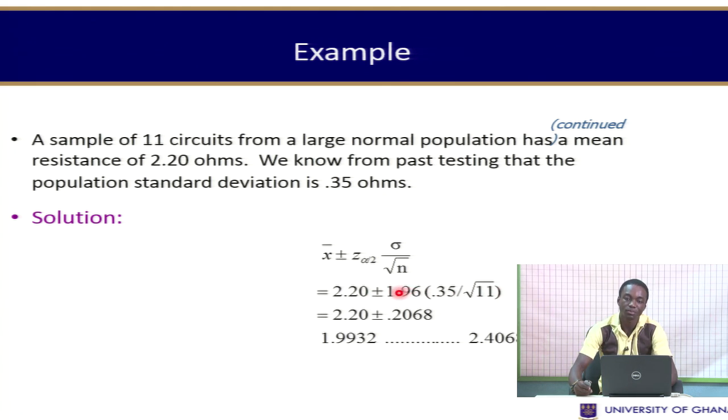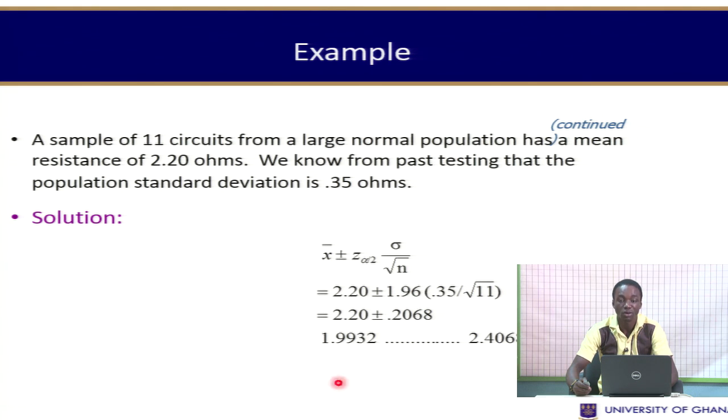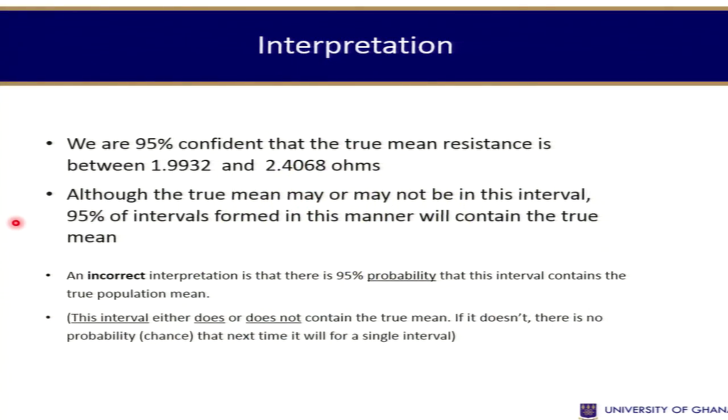Now our margin of error, which is the product of these values, gives us 0.2068, which means that our lower bound for the confidence interval is going to be 2.2 minus 0.2068, which will give us 1.9932. Then our upper bound for the confidence interval will be 2.20 plus 0.2068. That gives us 2.4068. And therefore, our 95% confidence interval for the resistance would be between 1.9932 and 2.4068. The correct interpretation for this is therefore that we are 95% confident that the true mean resistance lies between 1.9932 and 2.4068 ohms.